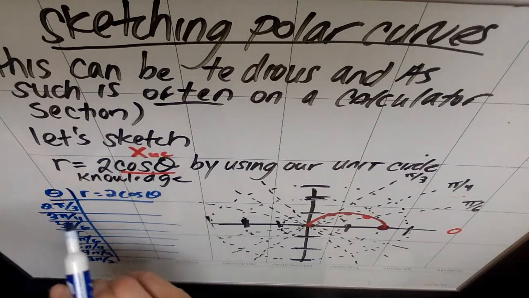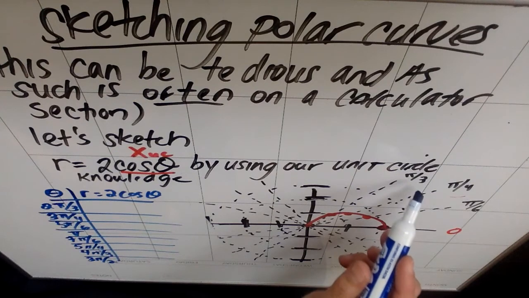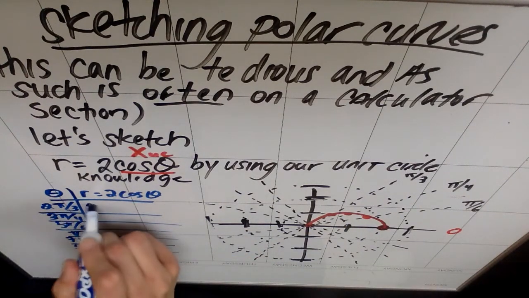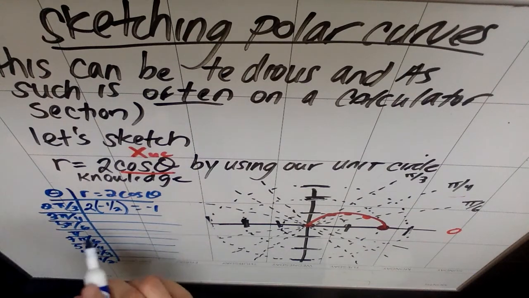So 2 times the cosine of 2 pi over 3, well, that's the same as the pi over 3 spot, except because it's to the left of the x-axis, it's going to be negative. So that's going to be 2 times negative 1/2, meaning I'm going to get a negative 1, and we'll deal with that in a sec.